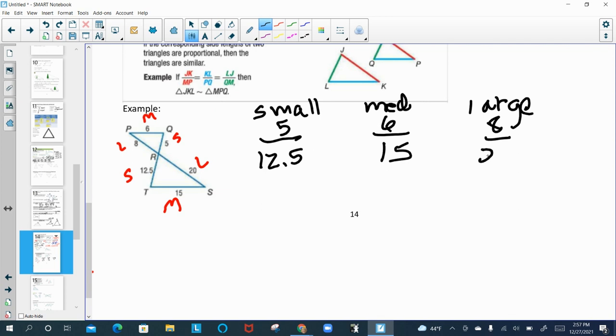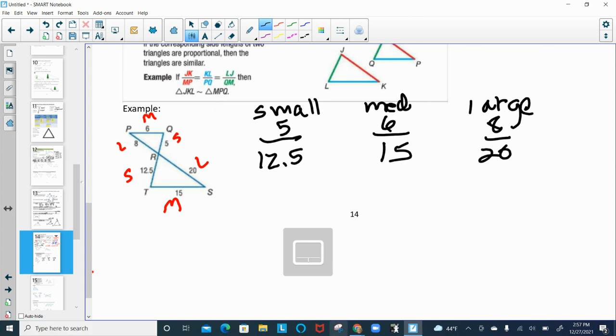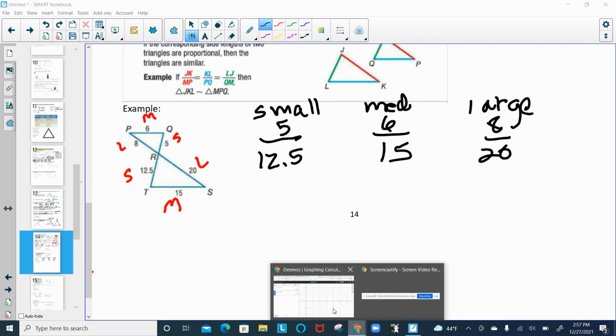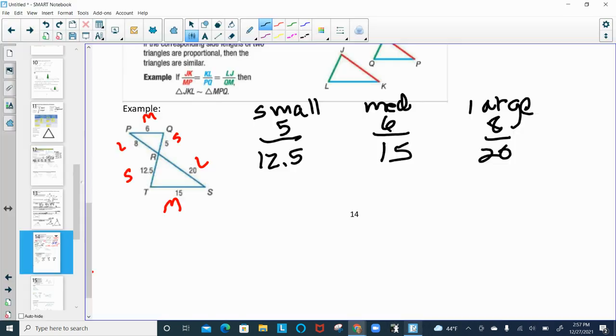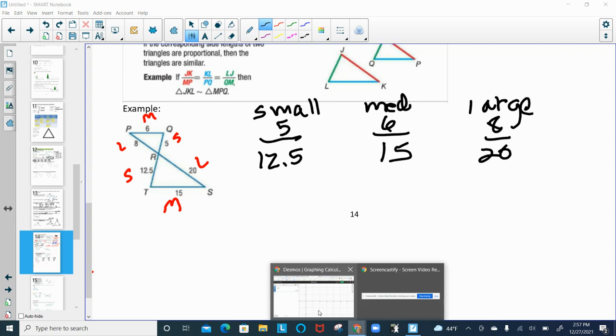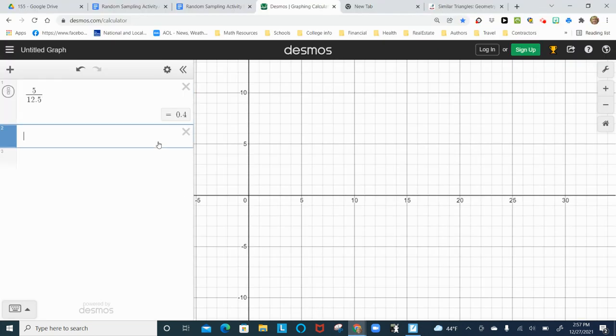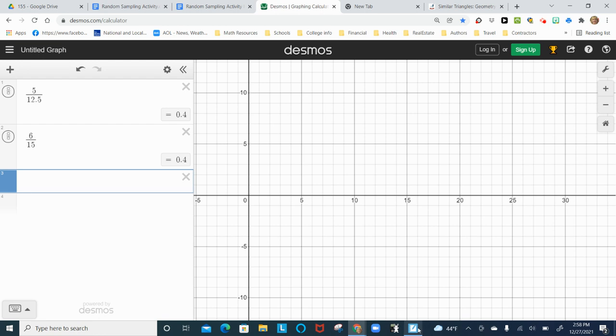And then we have to see, are these the same size fractions? So we're going to go over to Desmos. We'll do the first one, 5 divided by 12.5. And then we will do 6 divided by 15. The whole time we're looking at this decimal. See how this decimal is the same? So there's still a chance that these are similar.